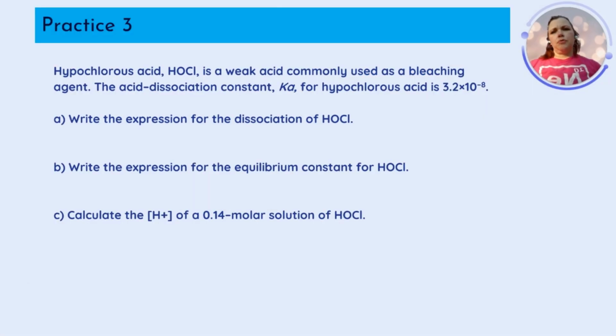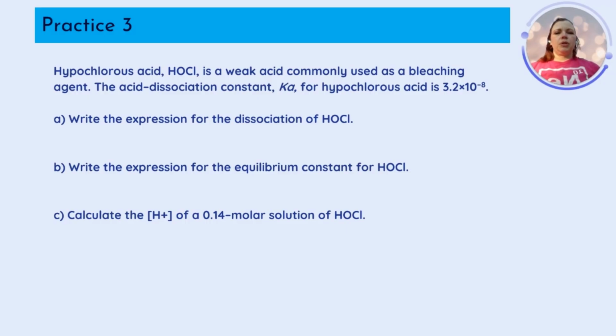So I have a practice here for you. Practice 3. Hypochlorous acid, HOCl, is a weak acid commonly used as a bleaching agent. The acid dissociation constant Ka for hypochlorous acid is 3.2 times 10 to the negative 8. Part A, write the expression for the dissociation of HOCl.